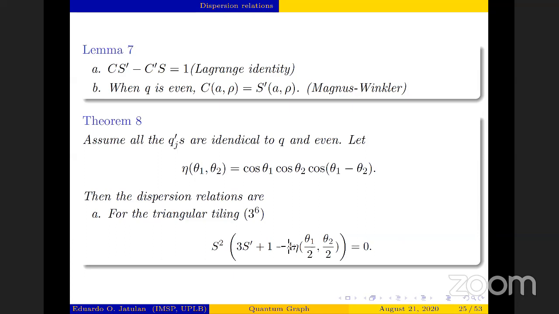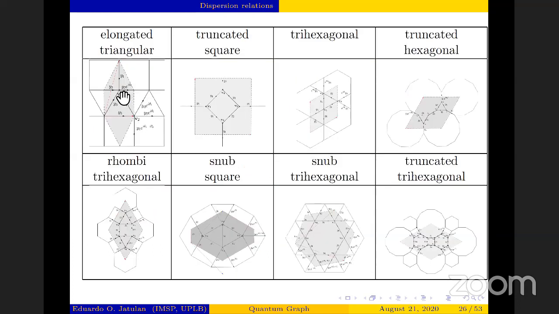As for the rest, I will not show how we solve them, but I'll give you the fundamental domain that we consider for the elongated triangular tiling. We have this. Actually, the most complicated is the truncated trihexagonal tiling. The matrix that we got here is around 36 by 36.